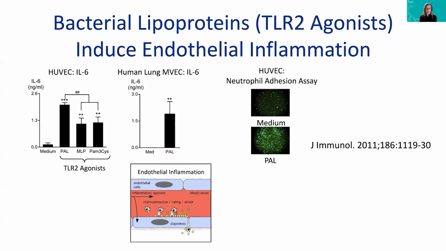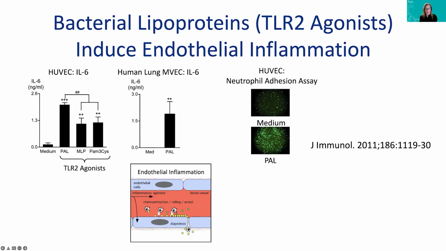In these experiments, we treated human endothelial cells with several toll-like receptor 2 agonists, including PAL and MLP, which are naturally occurring TLR2 agonists in the bacterial lipoproteins of gram-negative bacteria, and PAM3-Cys, which is a synthetic lipoprotein TLR2 agonist. We found that TLR2 agonists upregulated IL-6, IL-8, and other cytokine production by both HUVEC and human lung microvascular endothelial cells.